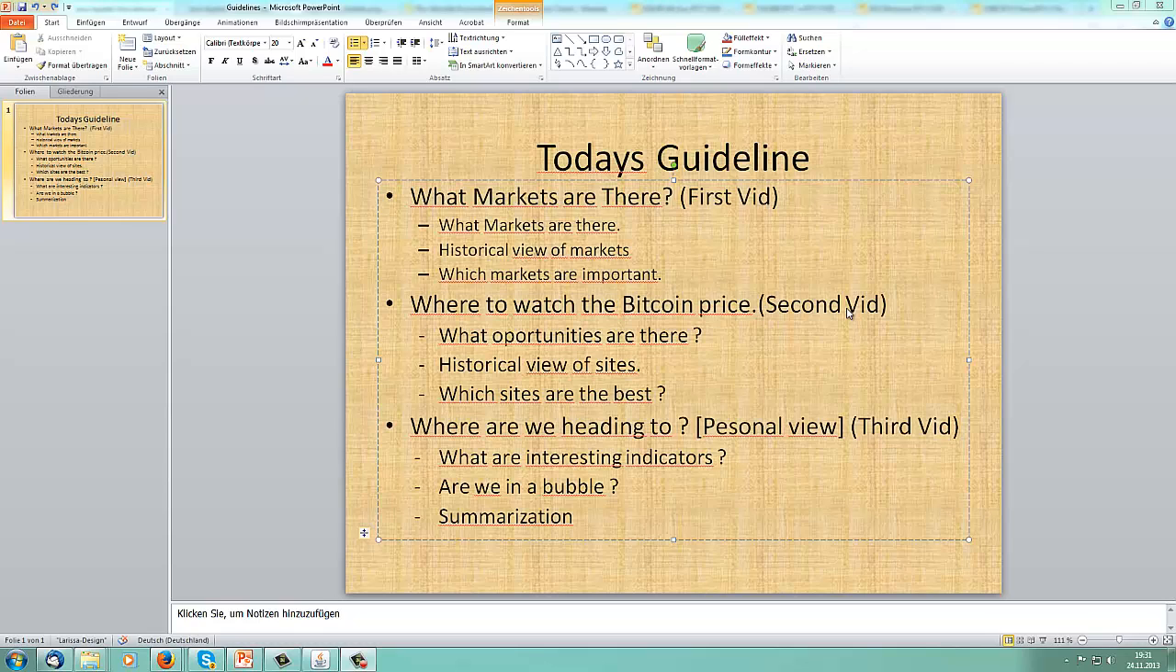Today's topic is where you can watch the Bitcoin price on different exchanges and probably also compare them. What are your opportunities there? What is the historical view about it? And what, in my opinion, are the best sites for doing this? It is fairly interesting to know the price on other exchanges, because you're paying the price, and so it's nice to know: is it a good price or a bad price? This is the reason why I'm doing this video, and I hope you can really benefit from it.